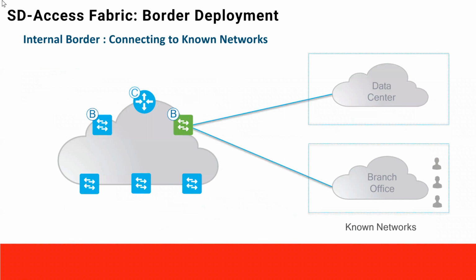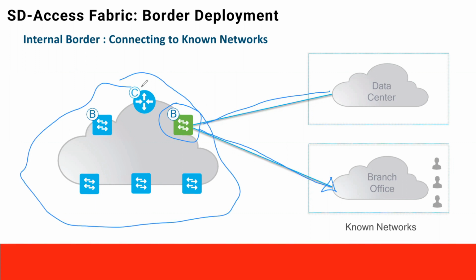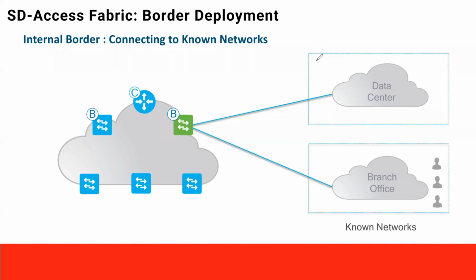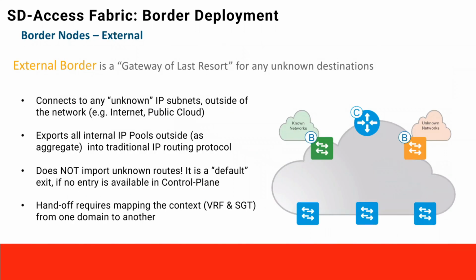So if you see, the internal network is connected. Now if this is an internal border, it is connecting the data center or a branch office with this specific site. So this is the internal border connecting the known networks, because data center and branch office are known networks, internal to the organization. The external border is also known as the gateway of last resort for any unknown destinations.